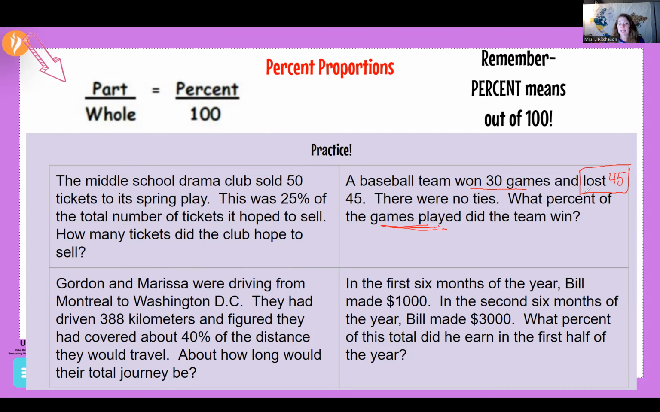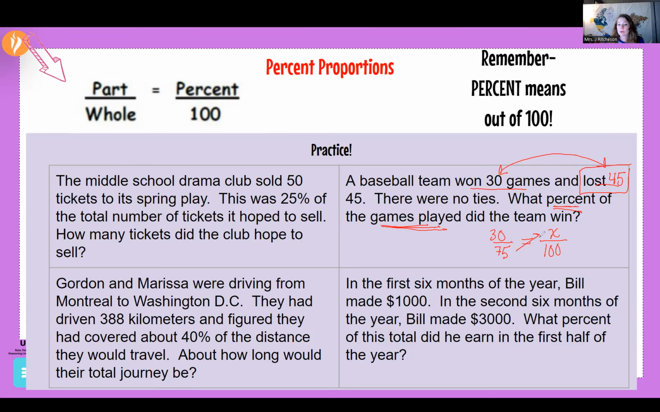Are either one of those numbers attached to a percentage sign? No. So that's what we have to figure out this time. What percents always go over 100. All right, so we want to know how many they won. Well, here they won 30 games out of how many total? Well, 45 is not their total, is it? If they won 30 and lost 45, how many games did they play? They played 75. So that 45 is actually not going in our percent proportion, but we needed that number to figure out the total number of games.